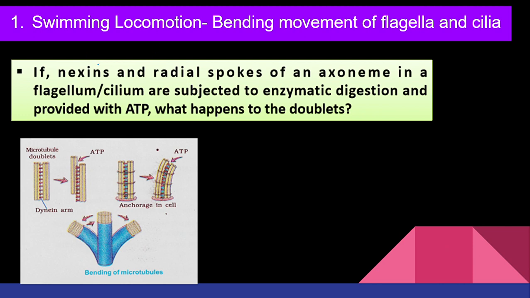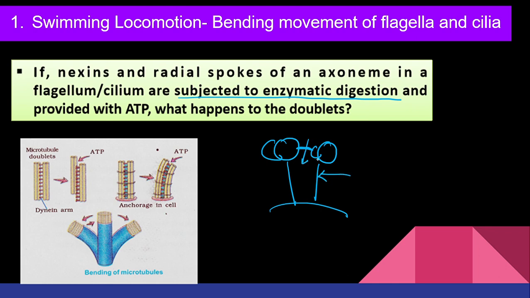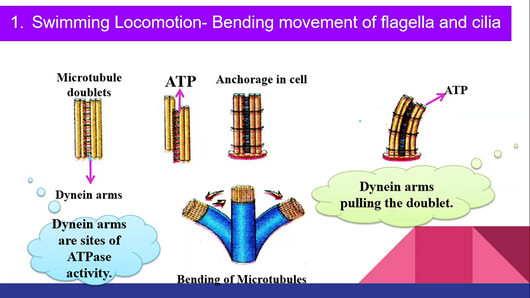Correct? Now, nexin is the one which is going to connect the two doublets, okay, and radial spoke is connected with the inner sheath. So if both are subjected to enzymatic digestion, now if I use an enzyme and the radial spoke and nexins are broken down, what will happen to the doublets? Will you be able to see the sliding movement? No, there won't be any sliding movement. Instead, doublets will be moving here and there.